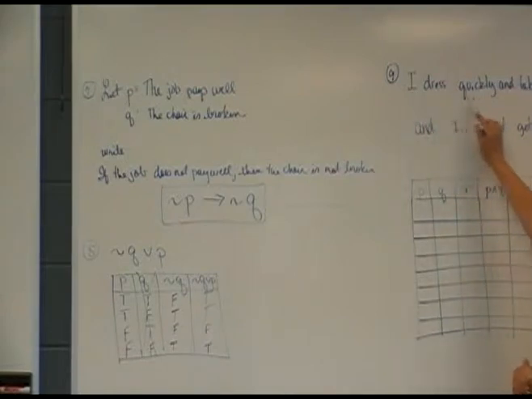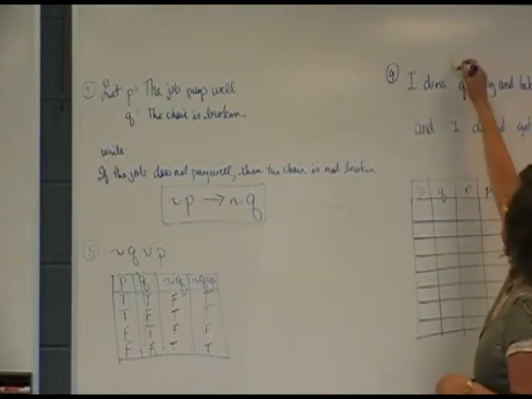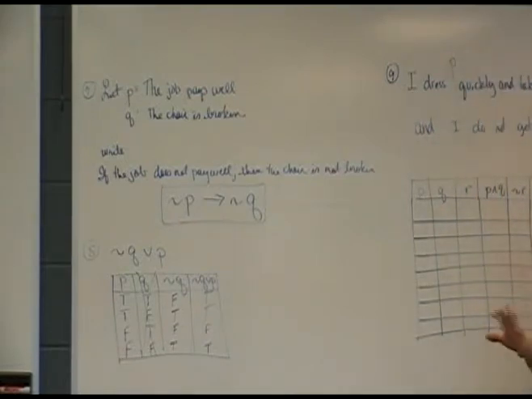So it says, I dress quickly. There's a thought. We'll call that thought P or statement P. And take the express train. We'll call that thought Q or statement Q. And I do not get to work on time. Our third thought, or our third statement, we'll call that statement R.